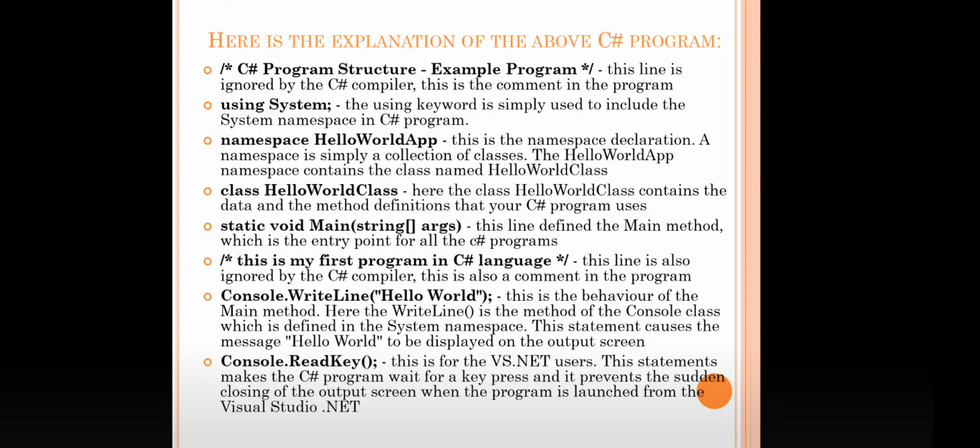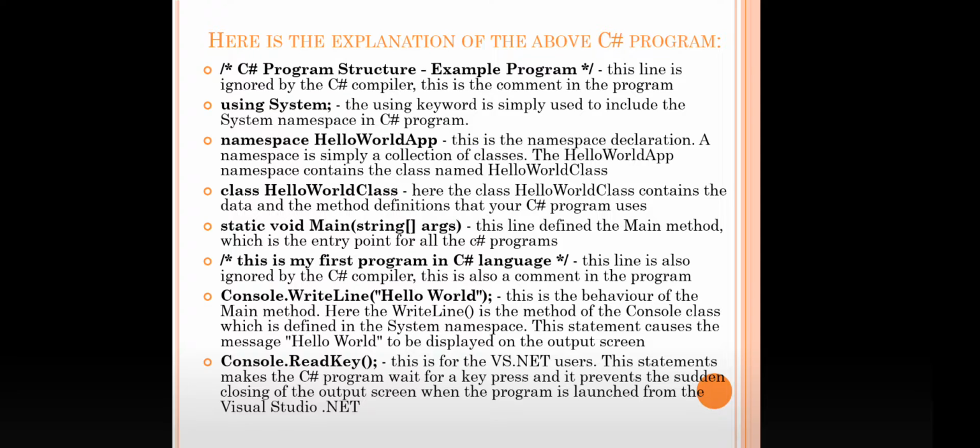And then a comment and then Console.WriteLine Hello World. This is the behavior of the main method, what it is going to print, what it is going to show on the console window. Okay guys, here the WriteLine method is of the Console class, which is defined in the System namespace. Then Console.ReadKey, what is it? It's for VS.NET users, VS meaning Visual Studio .NET. The statement makes the C# program wait for a key press. It prevents the sudden closing of the Windows screen when the program is launched from Visual Studio.